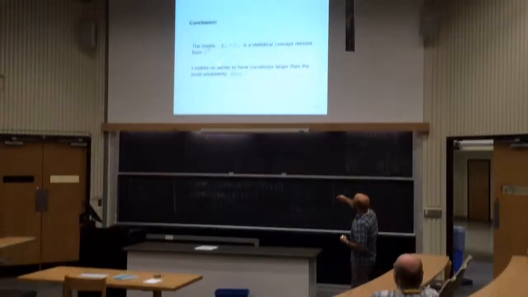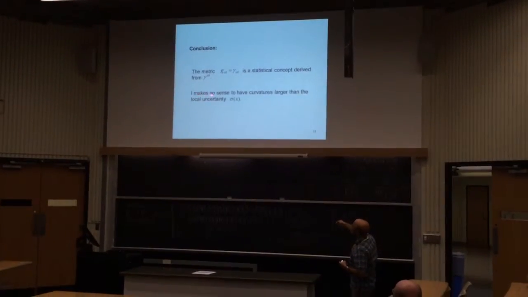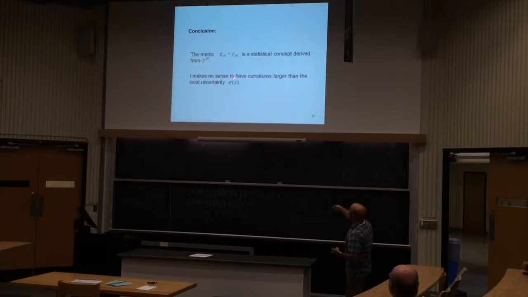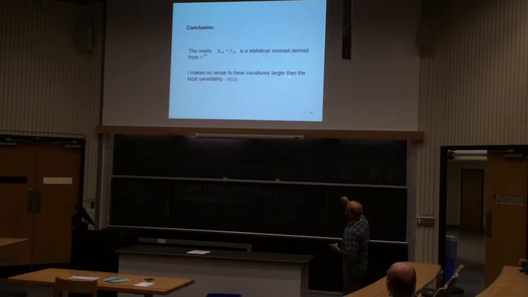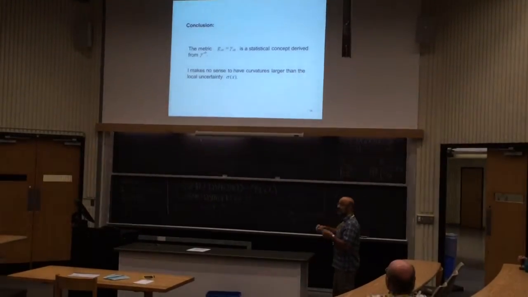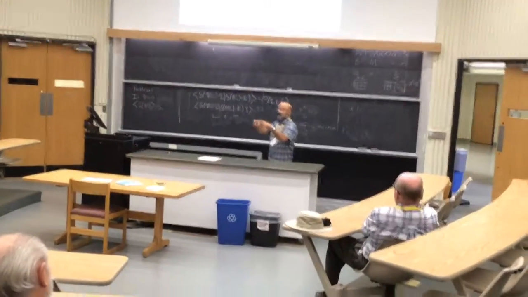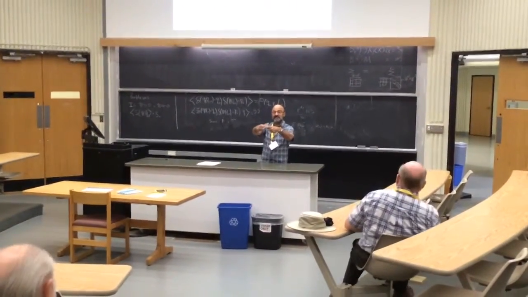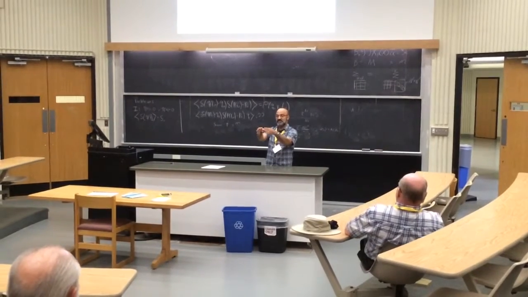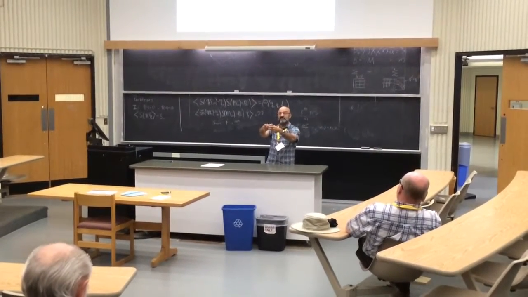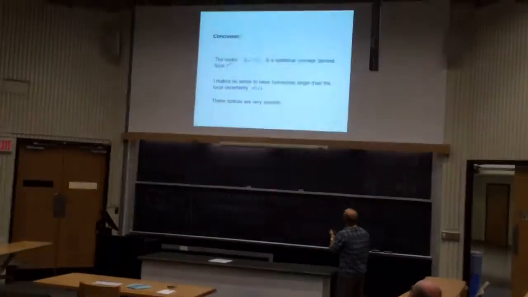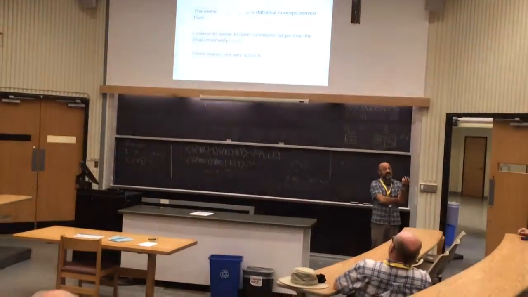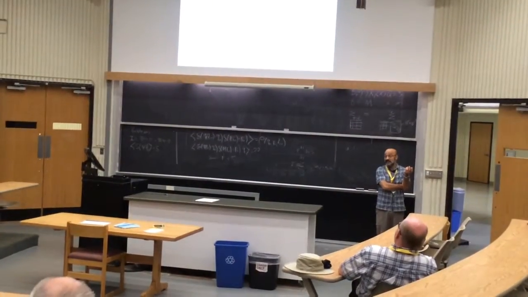Space is going to be very, very smooth because since these points have a size, it makes no sense to have curvatures that are larger than the local uncertainty. You can't bend one of these points. So at best, the sharpest curvatures you can attain are given by this uncertainty. So it seems to me that these spaces would be much more smooth than people normally expect.